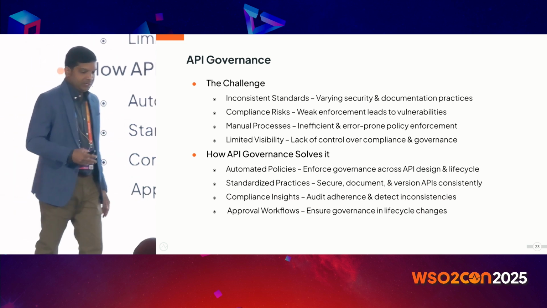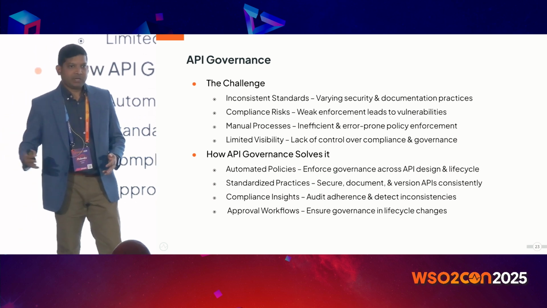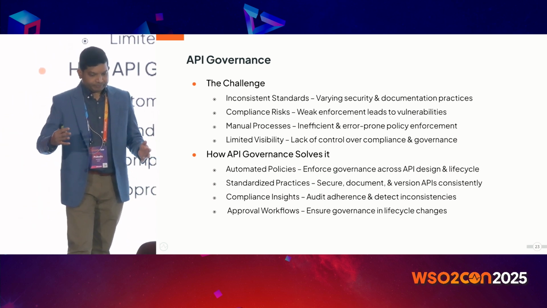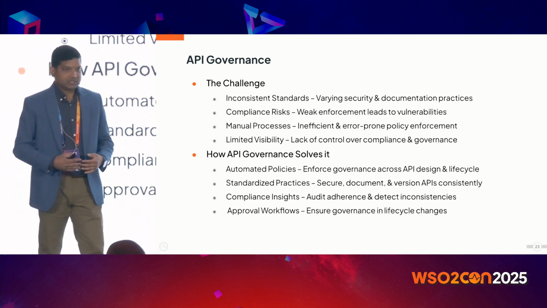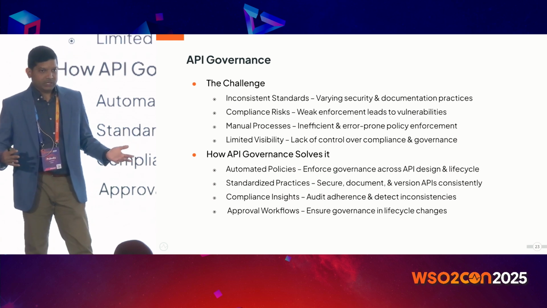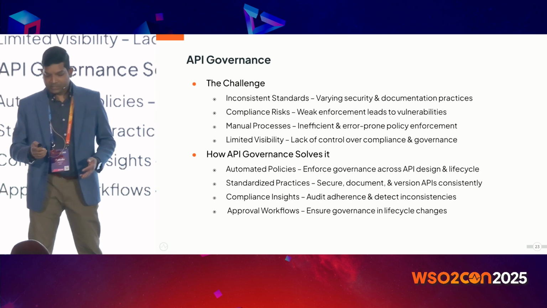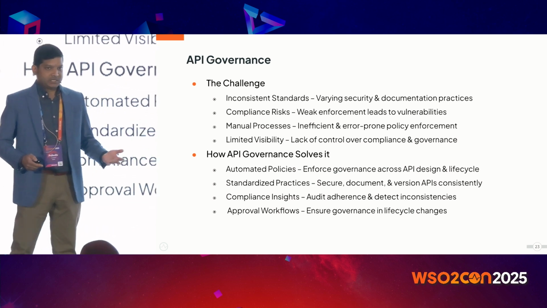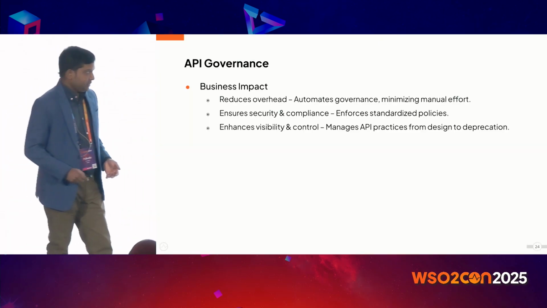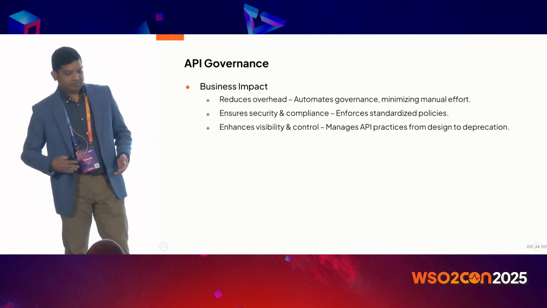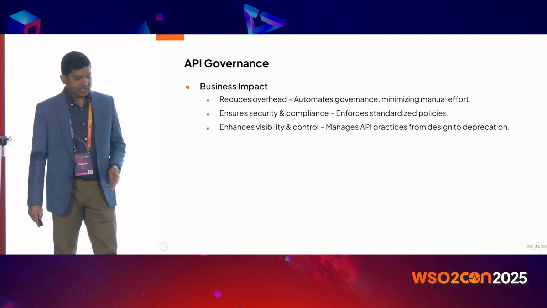But with governance, we basically solve this by automating policies and bringing more standards to the API ecosystem, and we have approval workflows so that you can have more control over these aspects and have a single pane of glass for all your APIs, so that you get more visibility into the system to understand what your APIs are and how they are secured. Likewise. So if you look at the business point of view, it reduces the overhead, it makes sure that you align with security and compliance, and also you get more visibility and control.